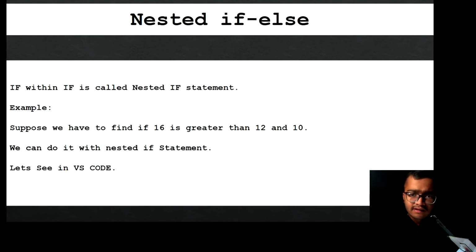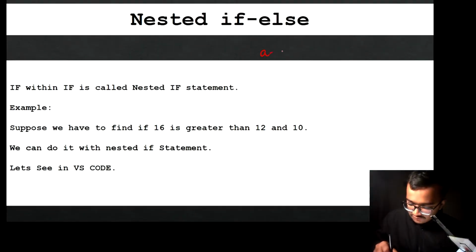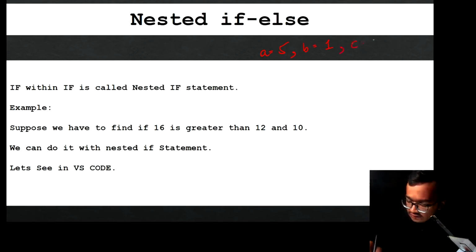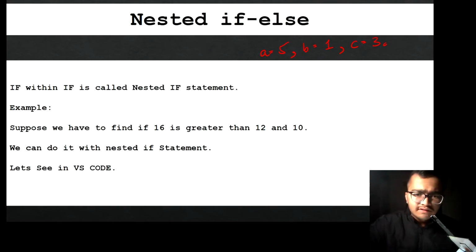Suppose we have to find if the variable a is the greatest of variables b and c. Suppose we have a equal to 5, b equal to 1 and c equal to 3. Now we have to check if a is maximum or not. So we can do this in two ways. We can use a single if, and we can also use nested if. So how do we do it with a single if?